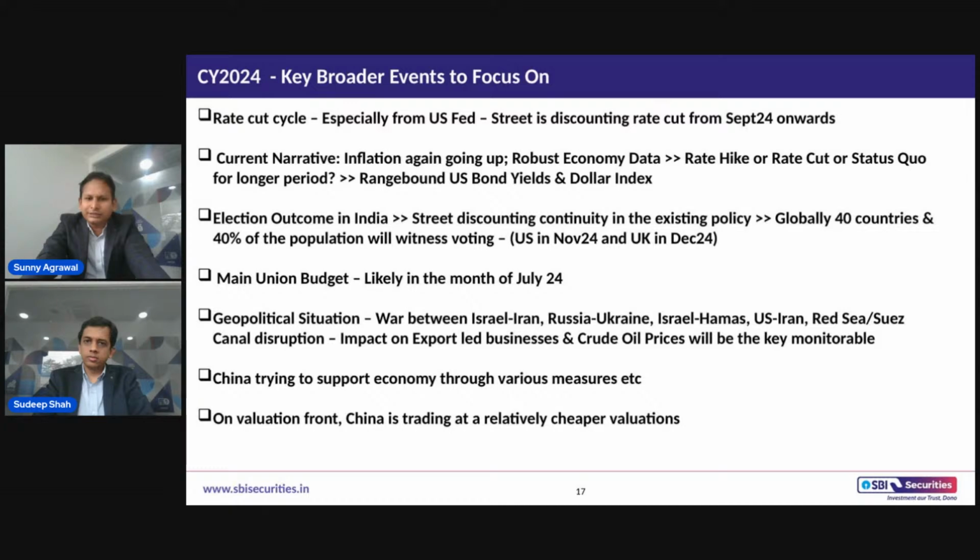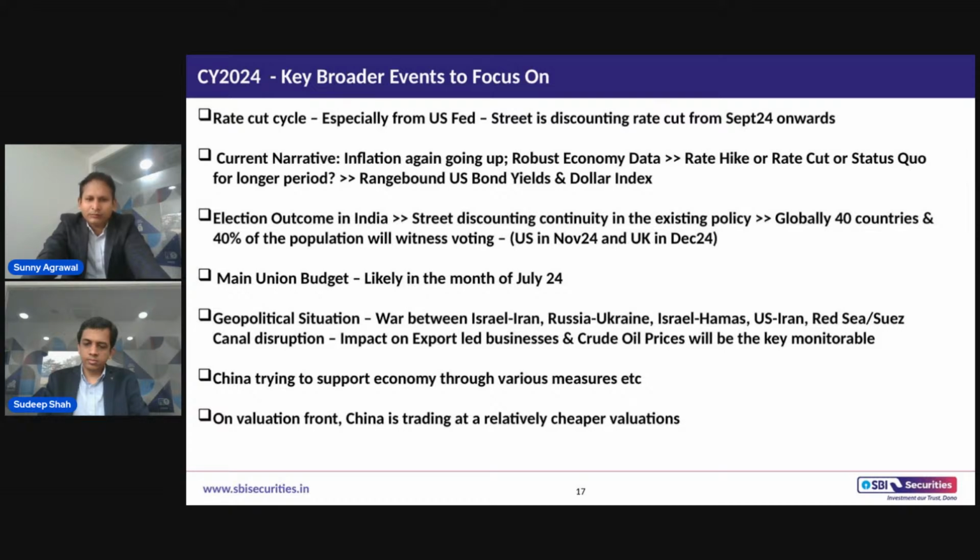Election outcome in India, obviously, is the most awaited event at the current juncture. Right now, the street is discounting that the existing government will continue, and hence there will be continuity in the existing government policies. At the same time, we have to keep in mind that the US is also undergoing an election in the month of November, followed by the UK in the month of December. Post this election, the main union budget, which will be scheduled in the month of July, will be one of the important events to track. And as we speak, there is a lot of geopolitical tension going on between Israel, Iran, Russia, Ukraine, Israel, Hamas, US, Iran, and the Red Sea crisis. So we also need to keep track of what is happening geopolitically and how India is positioning itself in this geopolitical turmoil.